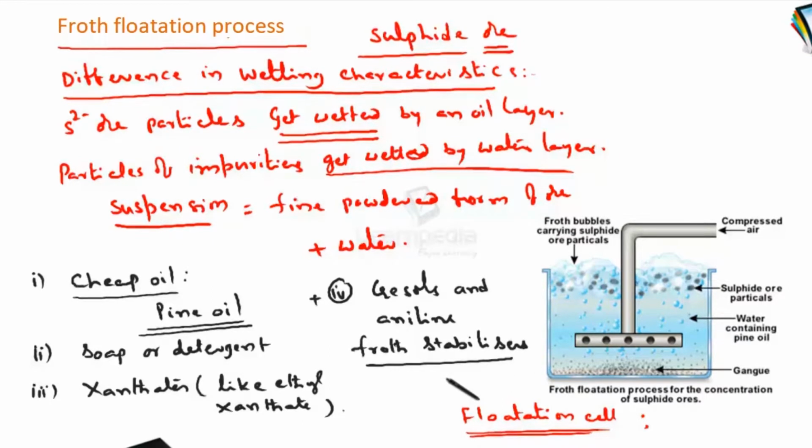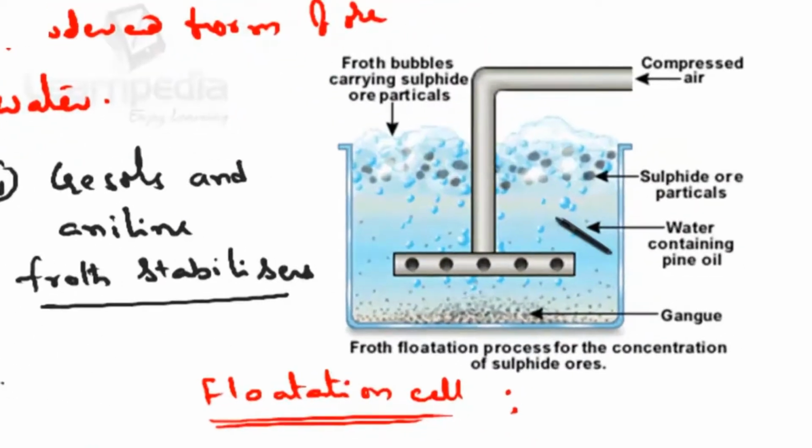So we are adding four different types of substances to what? The suspension. So the fine powder form of the ore which is taken in this, to which some amount of the water is added and made into suspension. A small amount of eucalyptus or pine oil is added, where the sulphide ore particles usually get wetted by an oil layer, while the particles of impurities get wetted by water layer.